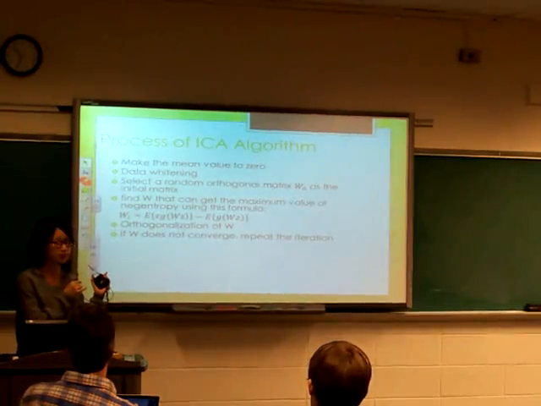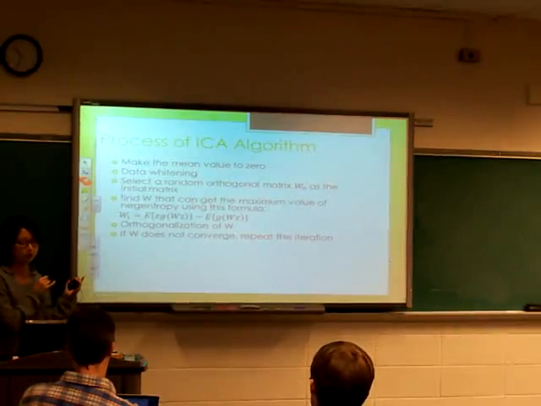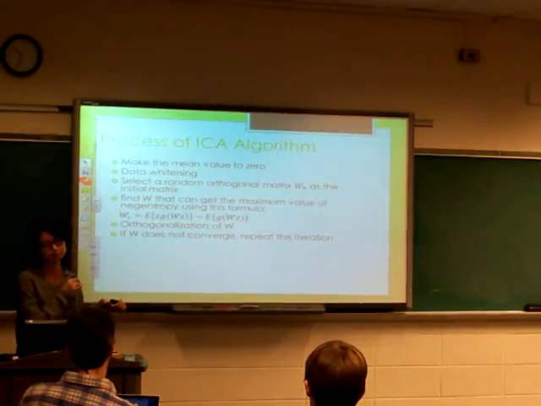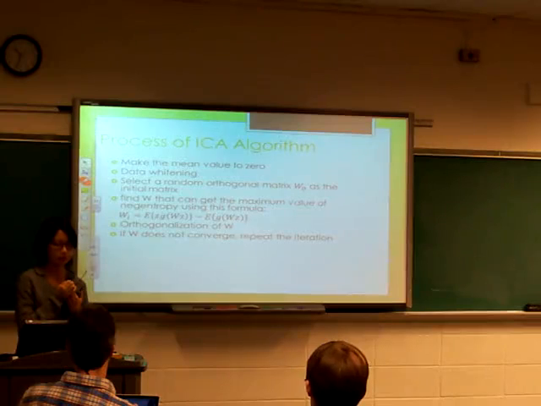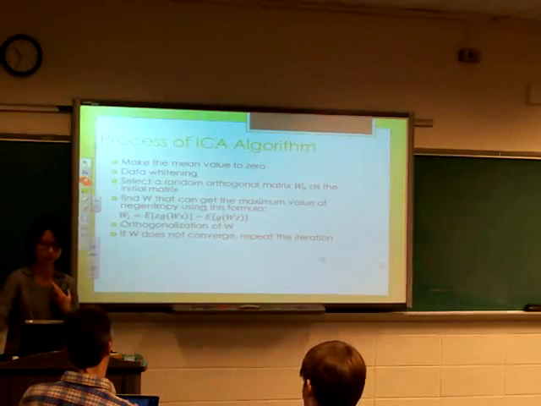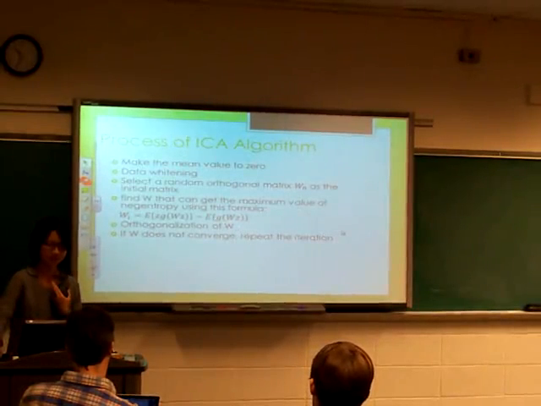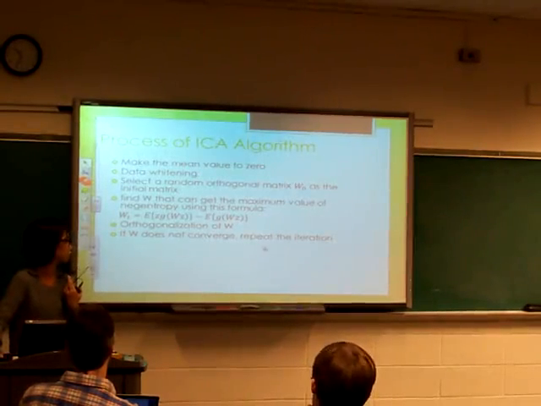Since we have adopted this algorithm from statistics, we should also try to process the signal using DSP methods, but we would add this step later. And at last, we should do the orthogonalization of W, and in this step we should get the result. If this algorithm doesn't converge in this step, we would repeat the iteration and go back to step 4.